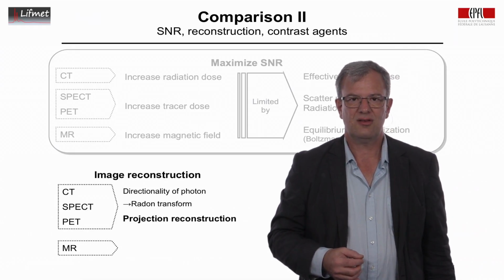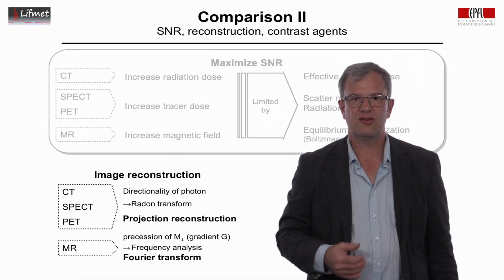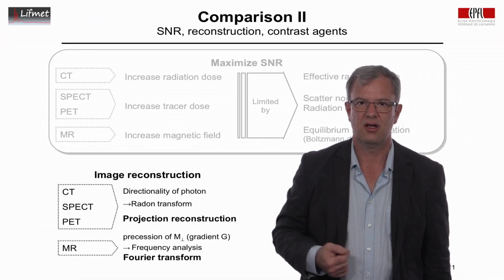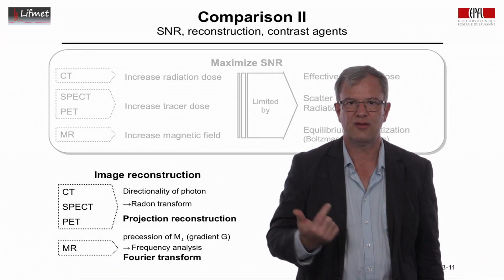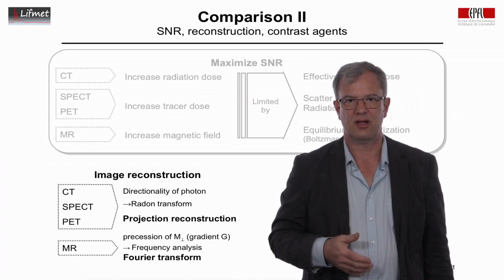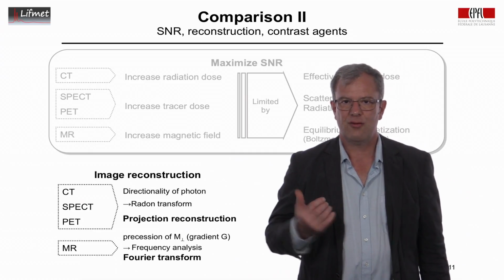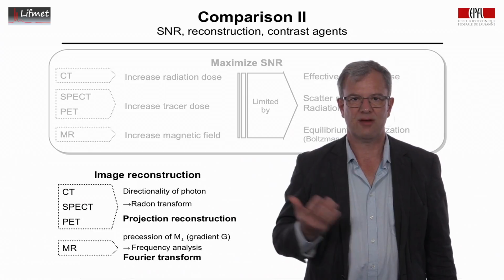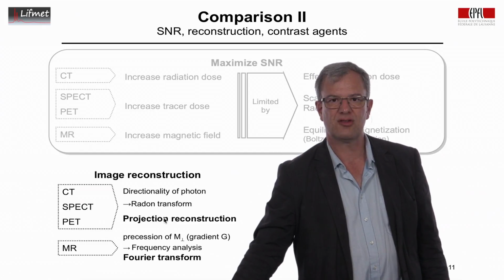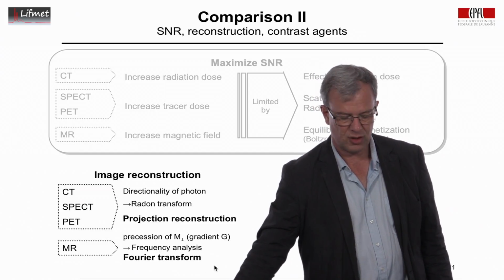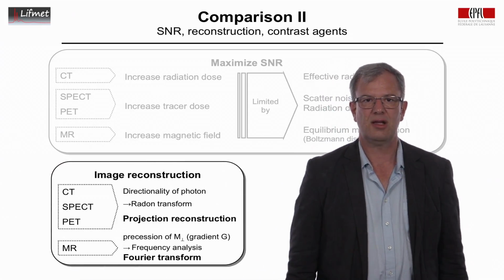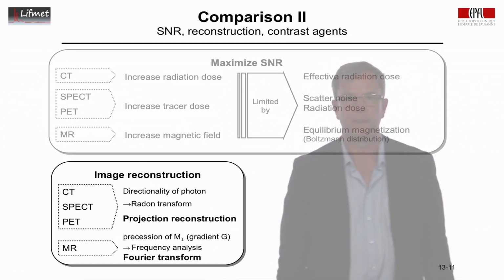For magnetic resonance, the image reconstruction is based on a different mechanism. It's based on the precession of the transverse magnetization under the influence of a gradient. So the precession frequency depends on position, and one does a frequency analysis of the signal that's being registered. A frequency analysis of the signal being registered basically means we're doing a Fourier transform. So while we have for the X-ray techniques projection reconstruction as the preferred image reconstruction approach, for magnetic resonance, we have Fourier transformation, which is the widely used gold standard in this technique.